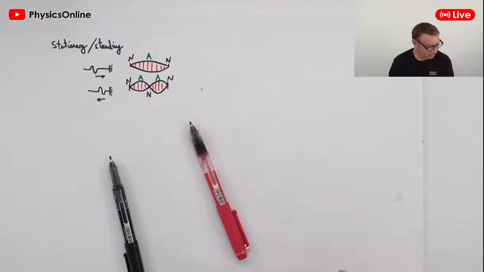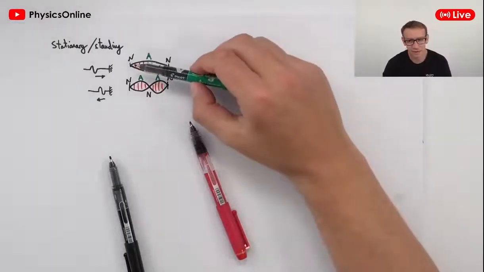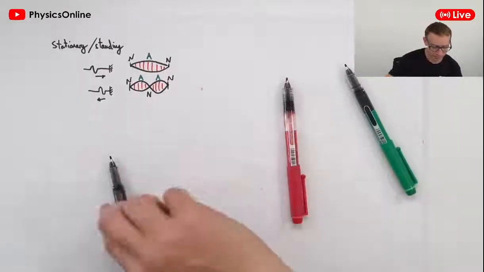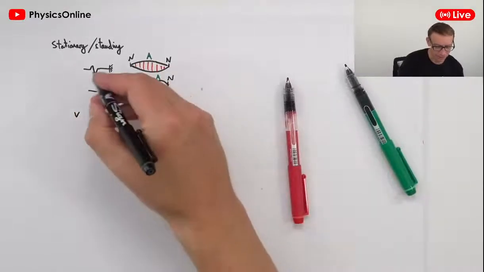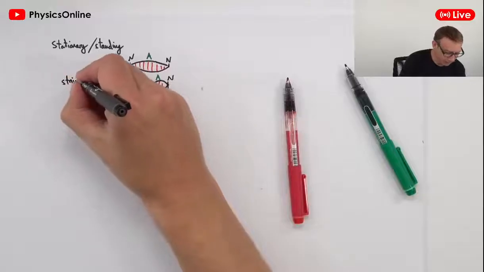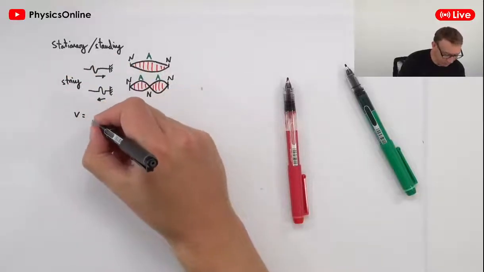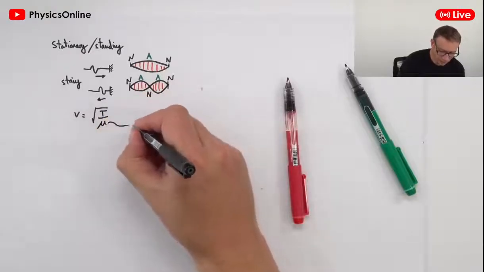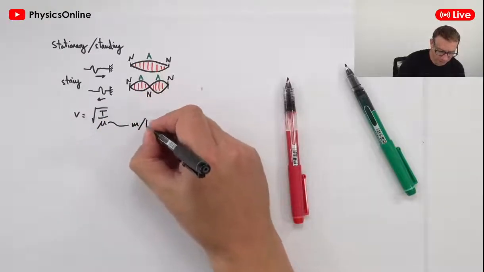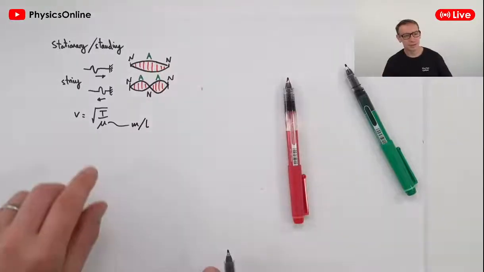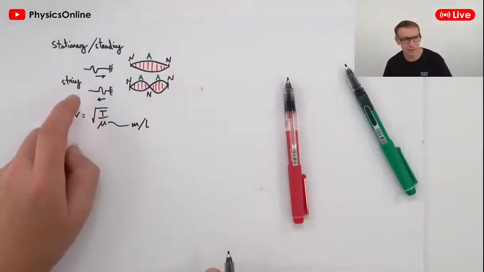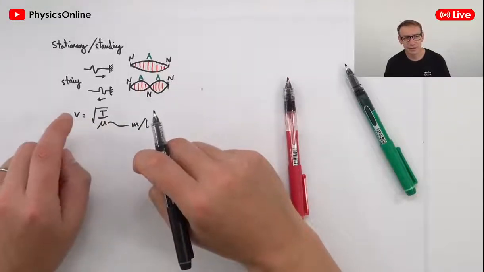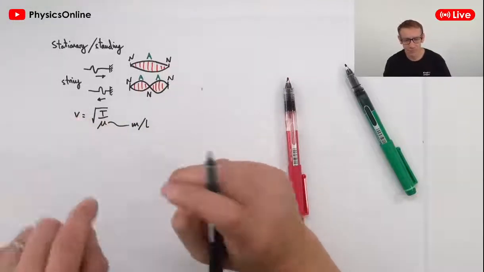If you have a transverse wave on a string, the speed of that wave is equal to root T over mu, where mu is the mass per unit length. So there's a relationship between the tension in that string and how heavy that string is in terms of the mass per unit length, and that's going to give us the velocity of that wave.